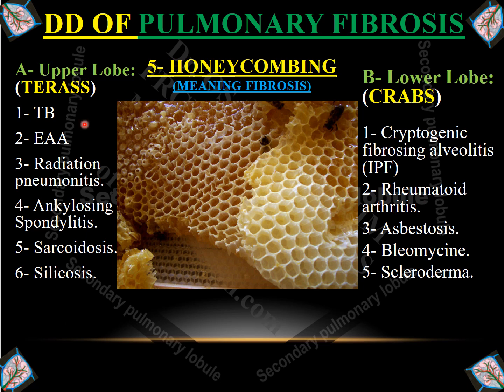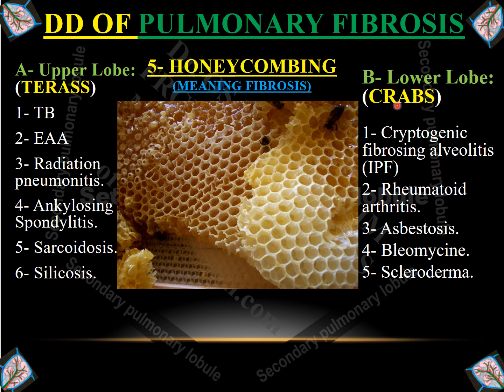The most common causes of fibrosis in the upper lobes follow the mnemonic TRAS, referring to TB, extrinsic allergic alveolitis if there are other exposures to allergens, radiation pneumonitis if we have sharp lines and clips for thyroid, breast, or axilla, ankylosing spondylitis if we have bamboo spine, sarcoidosis if there is hilar lymphadenopathy, or silicosis if there is a history of work exposure.